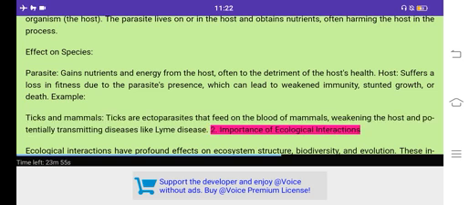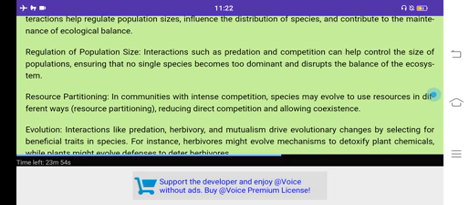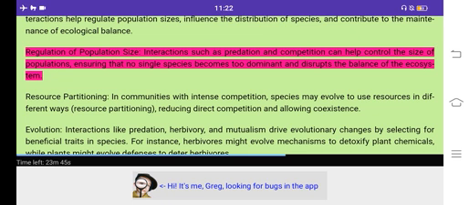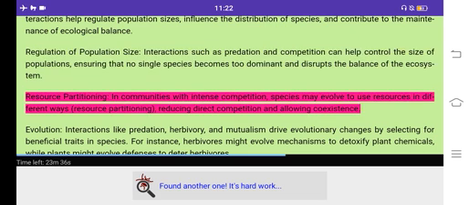2. Importance of ecological interactions. Ecological interactions have profound effects on ecosystem structure, biodiversity, and evolution. These interactions help regulate population sizes, influence the distribution of species, and contribute to the maintenance of ecological balance. Regulation of population size: interactions such as predation and competition can help control the size of populations, ensuring that no single species becomes too dominant and disrupts the balance of the ecosystem.